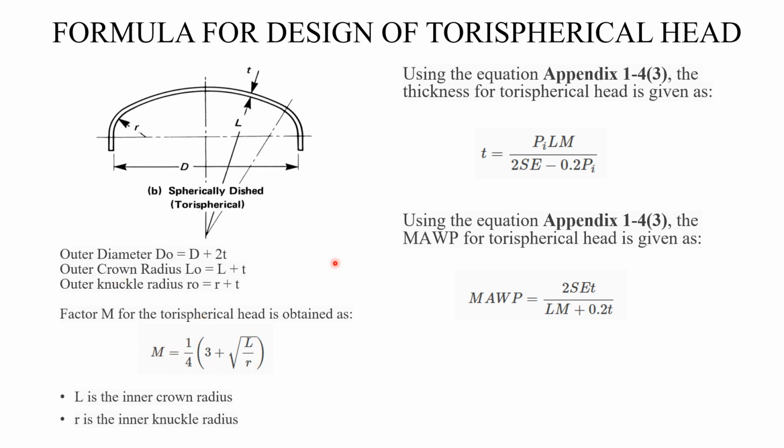Once you define M using the formula of Appendix 1-43, you will find thickness of the toruspherical dish head. T is equal to PLM divided by 2SE minus 0.2P, and thickness which you receive from here, you will redefine the MAWP as 2SET divided by LM plus 0.2T. So whatever L you have received here for this thickness, same you will use here, and MAWP you will receive.